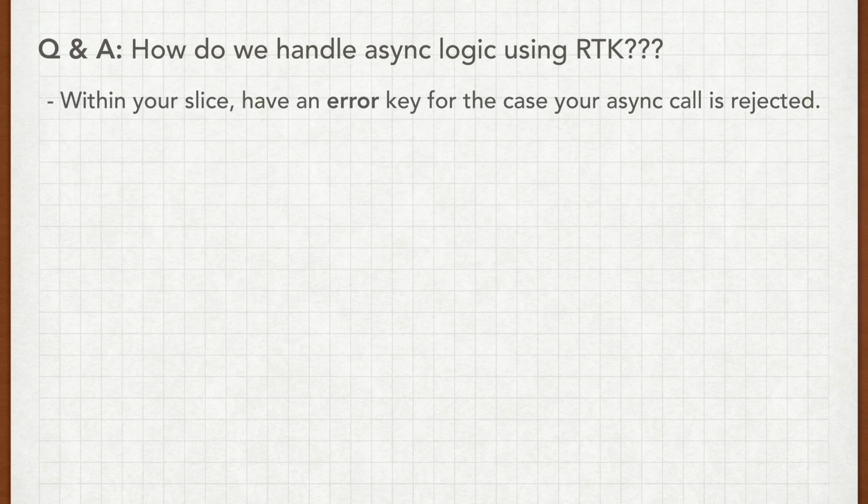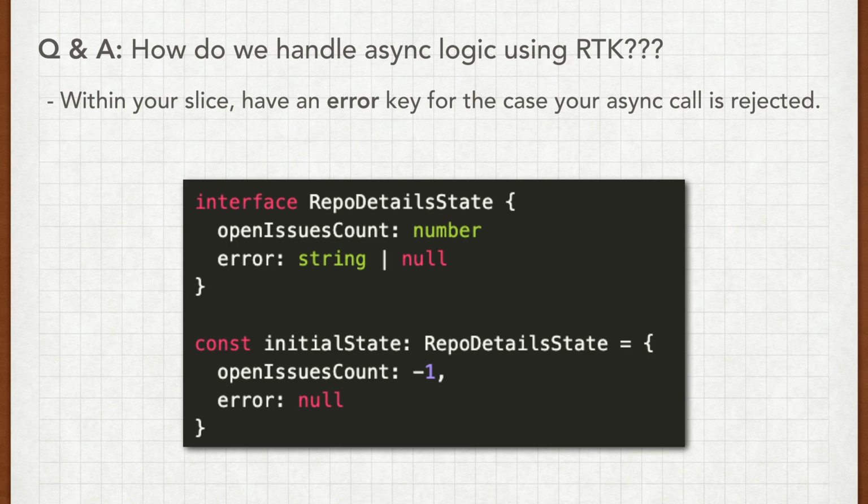So first of all, within the slice of your state, let's say you used createSlice, add an error key for the case when your async call is rejected. Here's an example of that. Let's say we are making a GET request to some repo, and we want to collect how many open issues there are. By the way, this is all from the advanced section of the tutorials on the official Redux Toolkit website, so you could just follow along there too if you want.